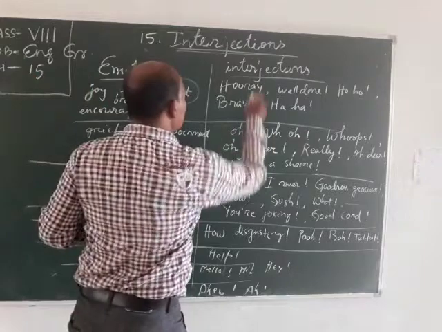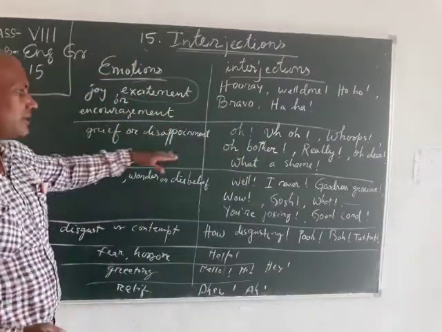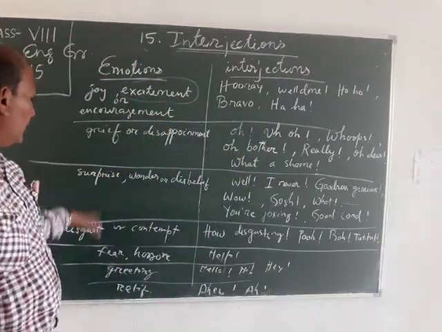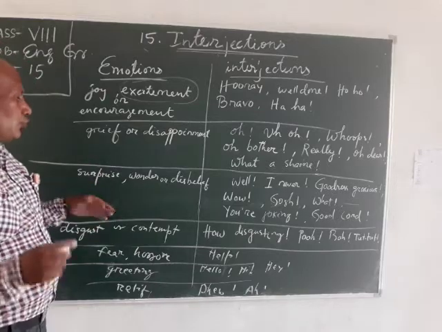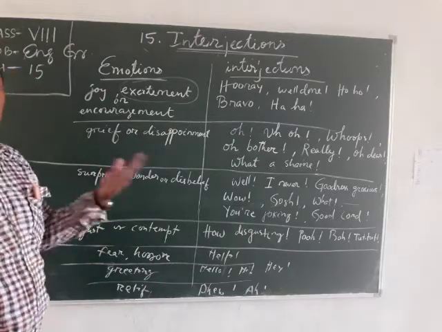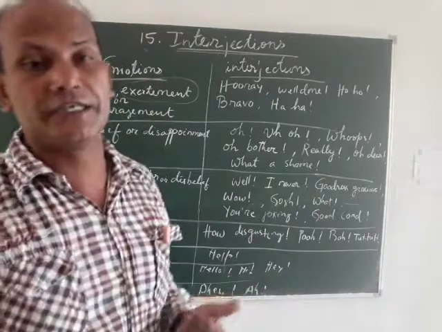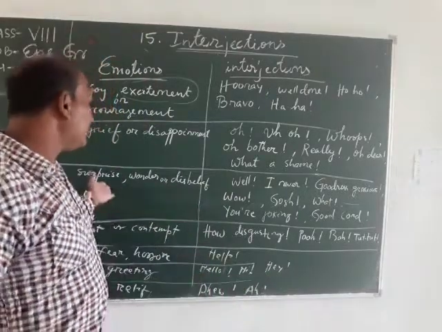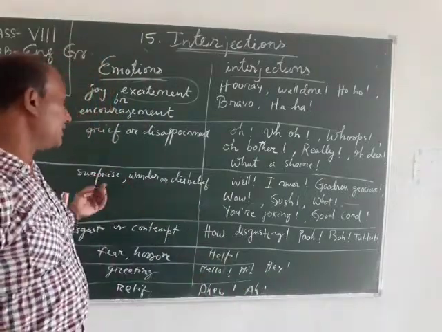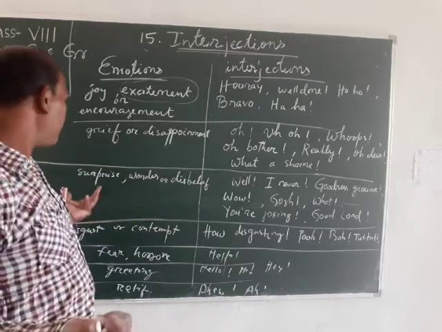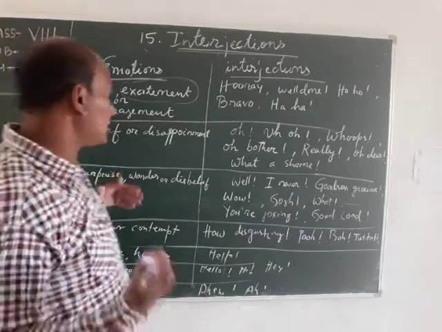These types of interjections are used here. Do you understand what it is? Sir, let's see. Next one is surprise, wonder, or disbelief. When you disbelieve, at that time we use this type of surprise interjections, just like "well". Wonder is a surprise.